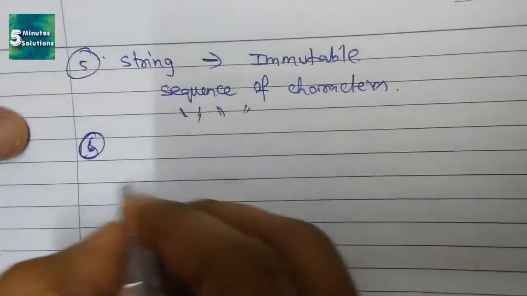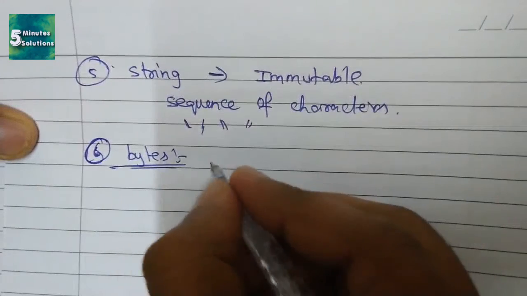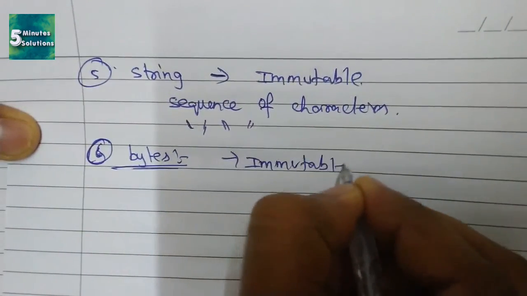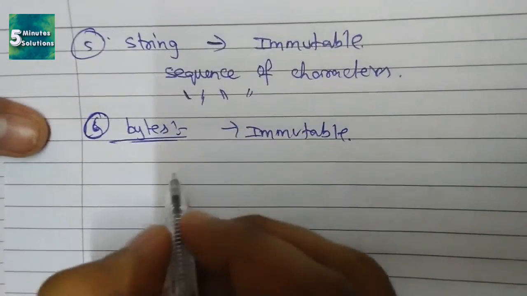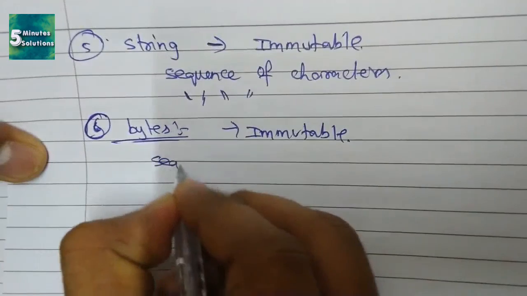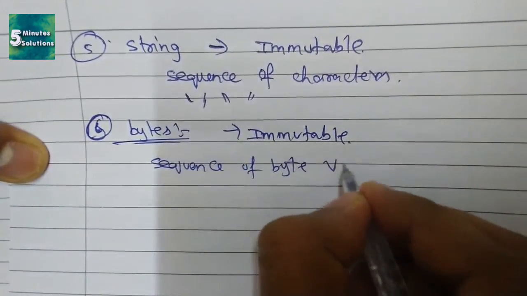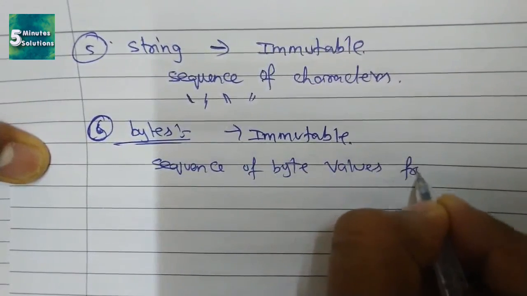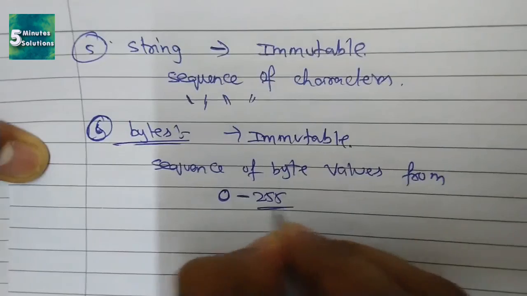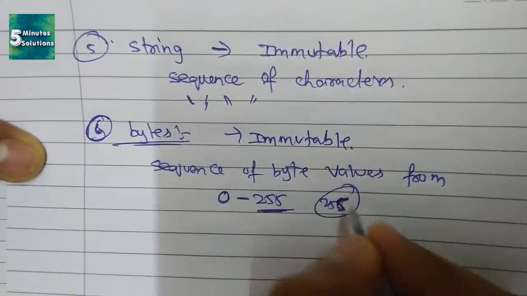Sixth one, bytes. Bytes is also immutable, and it is used to represent a sequence of byte values from 0 to 255. If you write anything above 255, it will give an error.